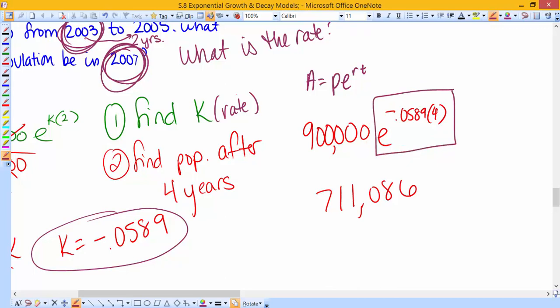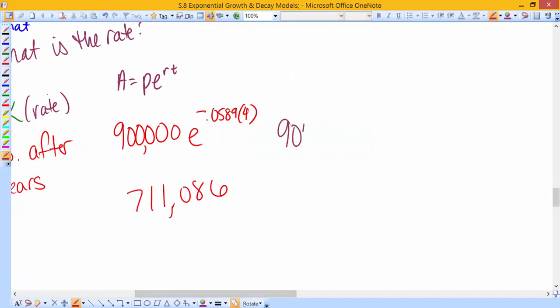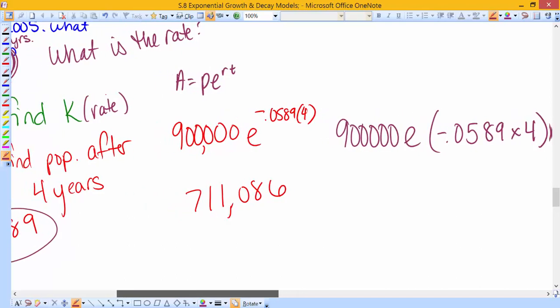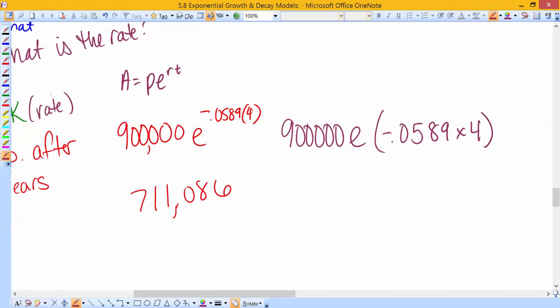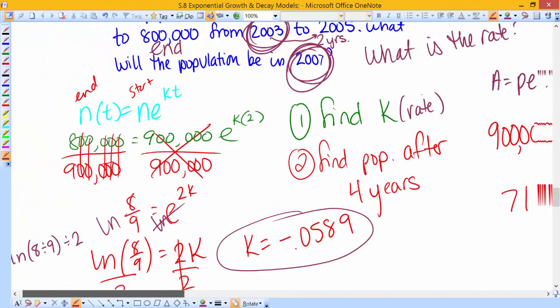I have this circled because that's what you need to do first in your calculator if you struggle with your calculator. Otherwise, you should be good to just go 900,000 e, and then with the caret, parentheses, negative 0.05589 times 4. And then make sure you get the 711,886.